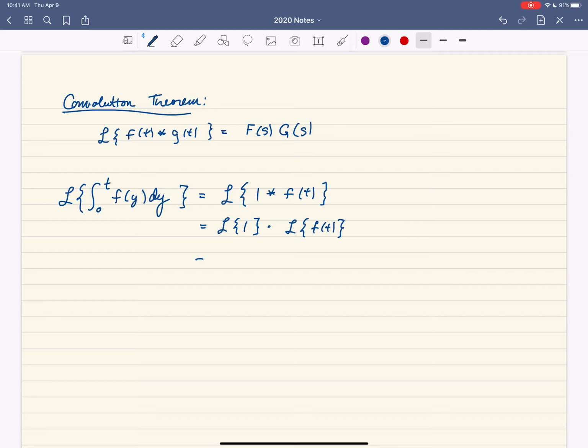And the Laplace transform of 1, this is the first one that we talked about, is 1 over s. And the Laplace transform of little f we write as capital F of s. So it turns out that the Laplace transform of the integral of f of y from 0 to t is going to be F of s over s. Again, this is item number 34 on the handout.